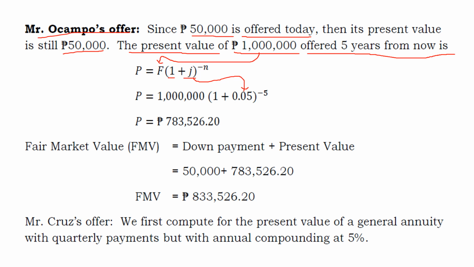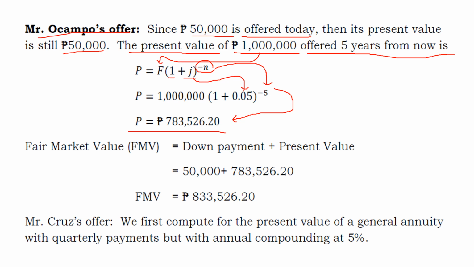So your j now is 0.05. You don't need to divide this by 12 because it is compounded annually. So here your n is 5 because it is 5 years. As you can see, the resulting value upon substituting all the given values, our present value for this one is 783,526.20 pesos. So that will be the present value of this 1 million pesos offered for 5 years from now.